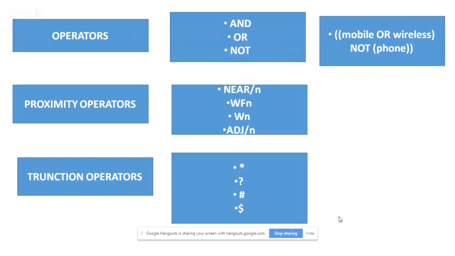Last are the truncation operators. Now these are the various truncation operators that have been mentioned here and are used in various databases in different forms, and they basically provide all kinds of possible spelling or variations that are available inside a word stem. An example could be if I use something like compute star, so it will give me all the search results related to computer, computing, compute, etc. So we can use these truncation operators accordingly.